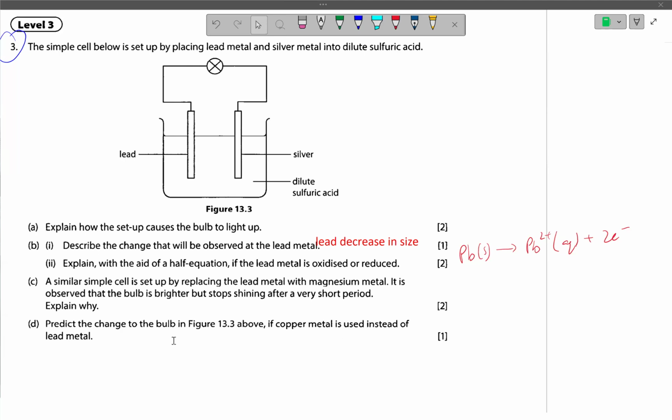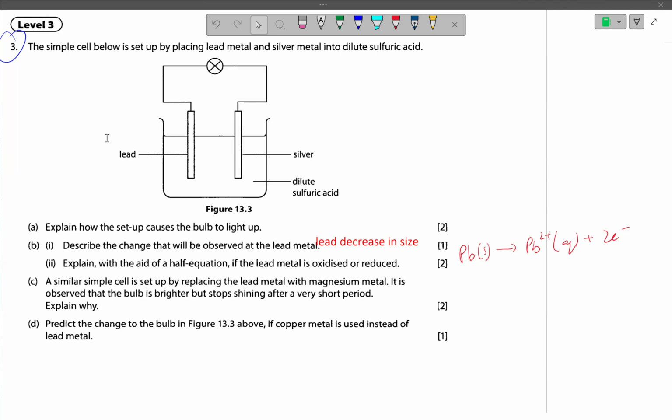Predict a change in the bulb if copper is used. Initially, yes. But once you form calcium sulfate, which is a non-conductive barrier because it is an ionic compound that is insoluble, it forms a barrier, so it's non-conducting. Therefore it actually shields the calcium from the electrolyte. So it becomes like a broken circuit.